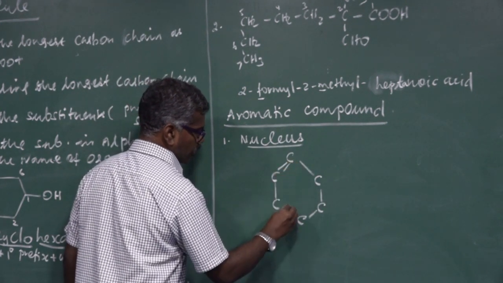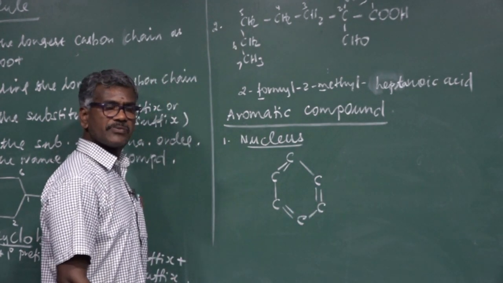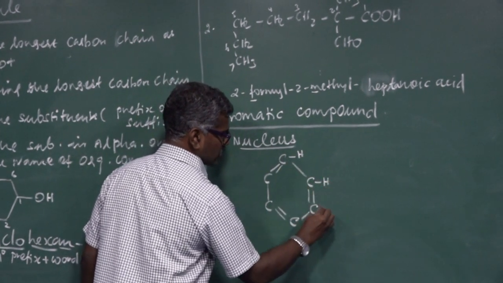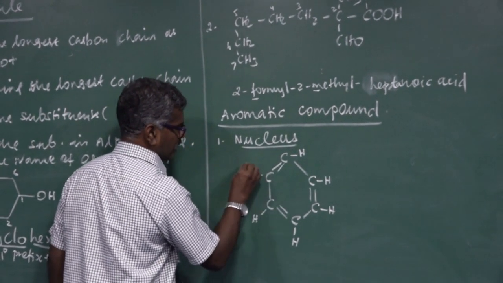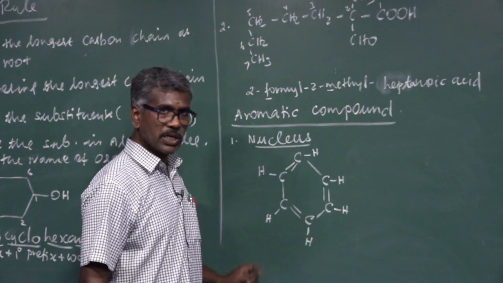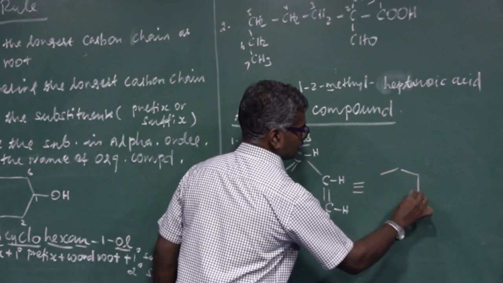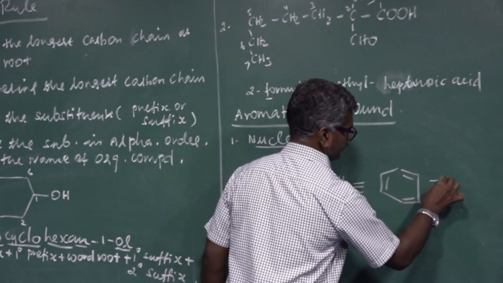Alternating conjugated bonds. What is the valency of carbon? 4. Hydrogen valency is 1. Each carbon carries one hydrogen. In the benzene nucleus, there are totally 6 carbons and 6 hydrogens. This can be written as R.